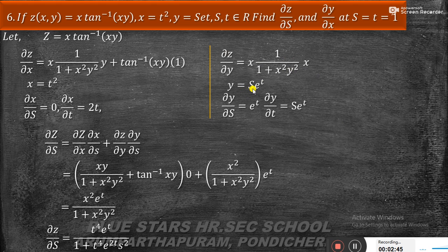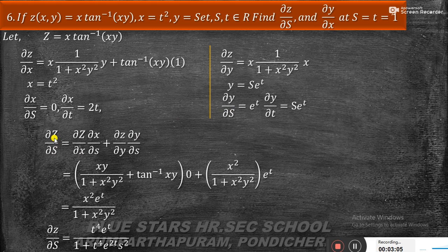Next y equals s into e power t. So ∂y/∂s, we differentiate with respect to s only. The derivative of s is 1, so ∂y/∂s is e power t. Now ∂y/∂t: s is a constant, and the derivative of e power t is e power t. Therefore ∂y/∂t equals s into e power t. This is the answer for ∂y/∂t.